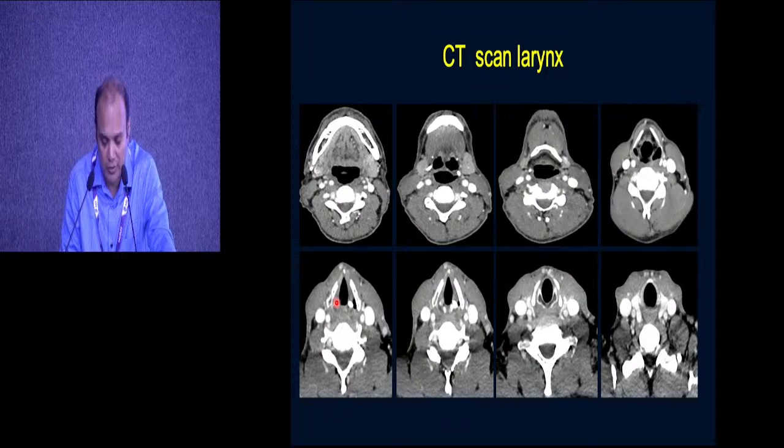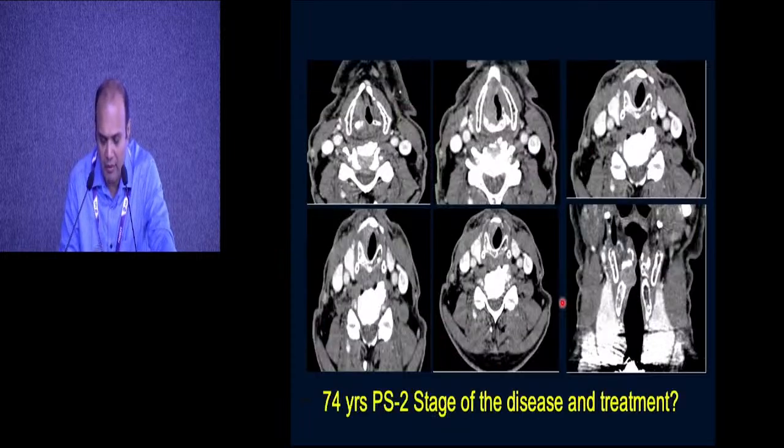You are at the level of the false cord. Now you are at the level of the true vocal cord because you are seeing the arytenoid cartilage and cricoid cartilage. Now you are at the level of the subglottis because you are seeing only cricoid cartilage. Okay, I will take, I think, the last two CT scans.